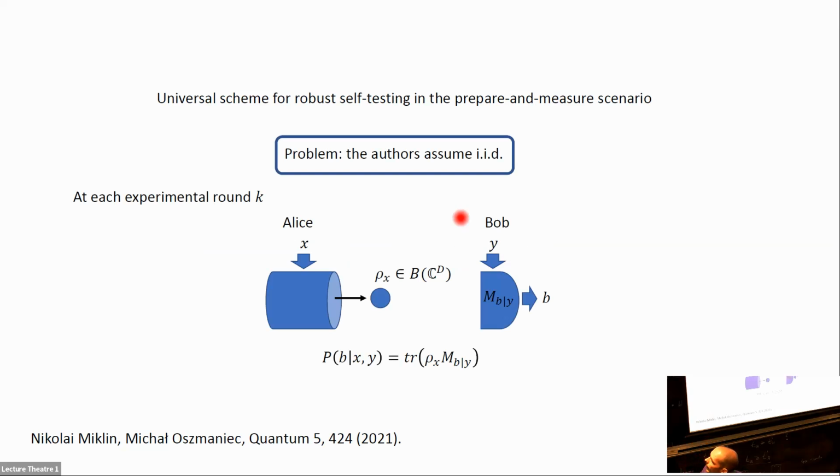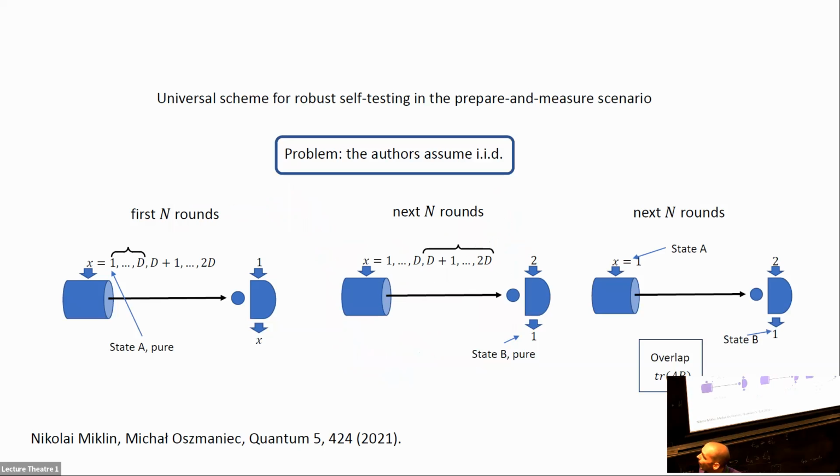Okay, the problem with this scheme is that the authors are assuming IID. I will explain what I mean. It stands for independent and identically distributed, and it means they're assuming that at each experimental round, whenever Alice inputs X, she always gets the same state. And whenever Bob inputs Y, he always conducts the same measurement. So in particular, the statistics that they're observing at each round are identical to the previous rounds and also independently distributed.